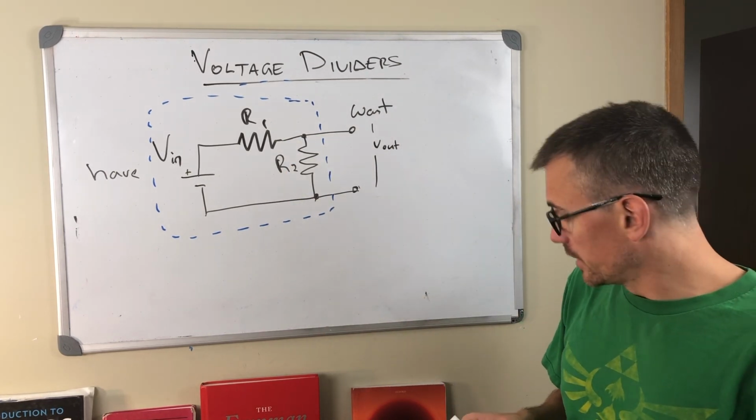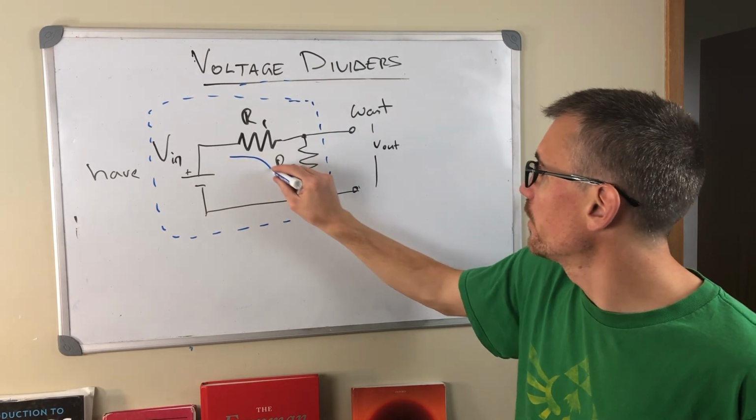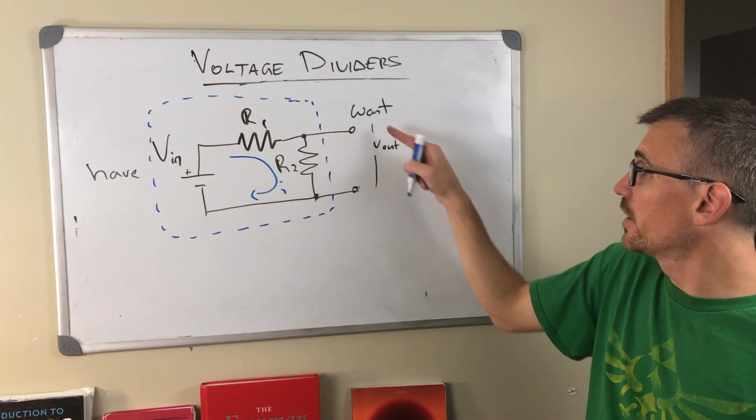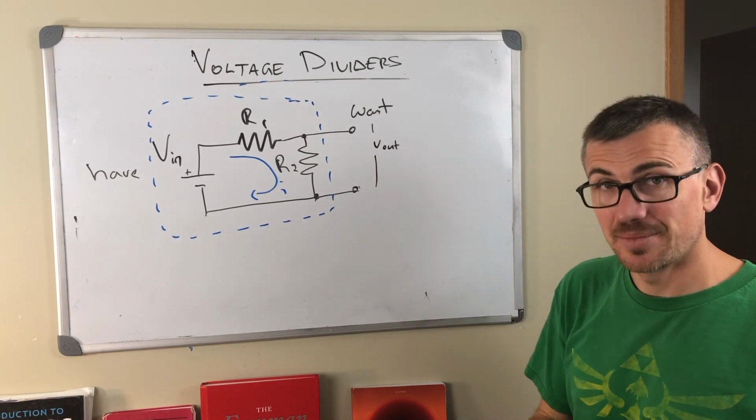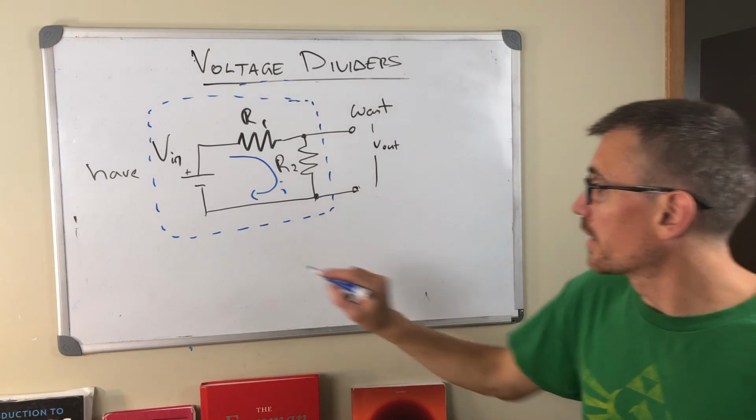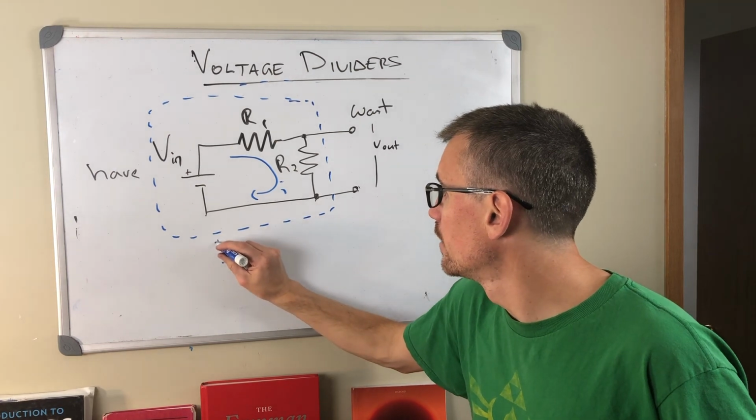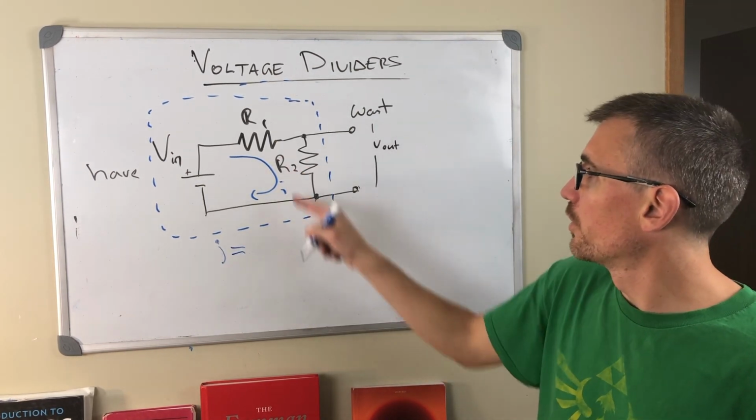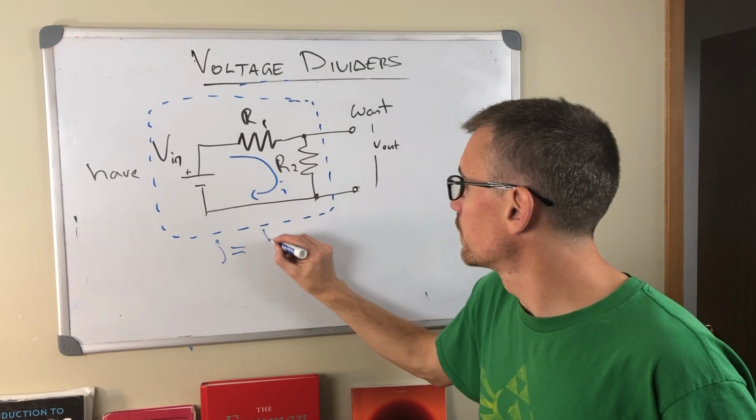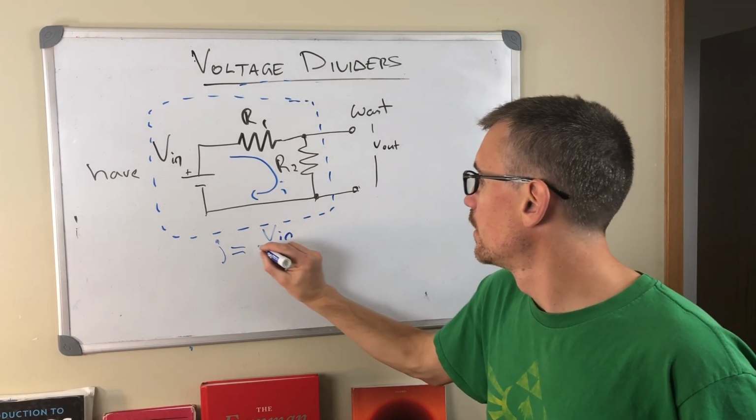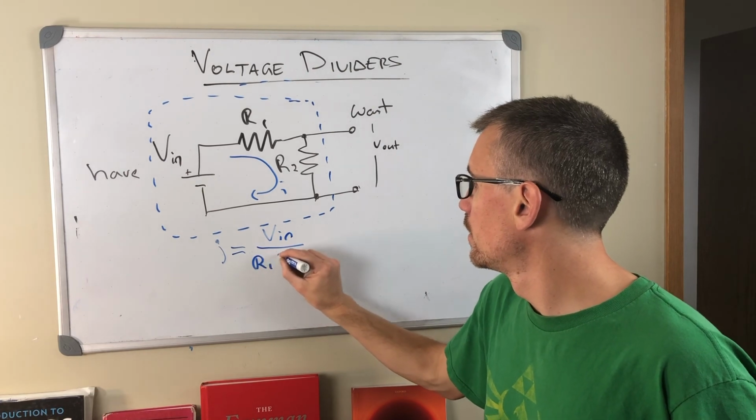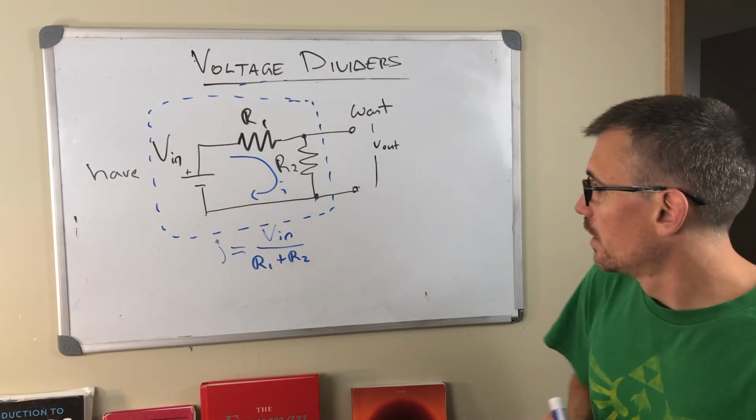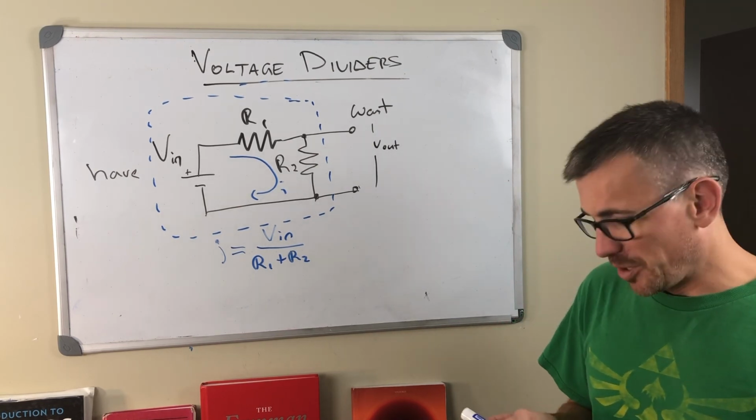Okay, so let's analyze this. We're going to have some current flowing through the circuit. There's nowhere else for the current to go. It can't go here yet because we haven't plugged anything in yet. So what is that current? We have I is equal to V over the total resistance, Ohm's law. So that's V in divided by R1 plus R2. We're actually almost there, surprisingly.